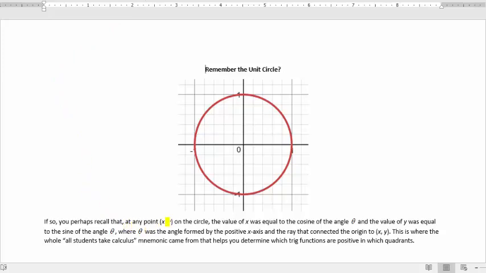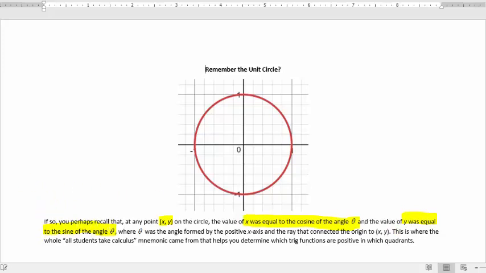that at any point (x, y) on the circle, right? So just call any point on that circle (x, y), the value of x was equal to the cosine of the angle theta, and the value of y was equal to the sine of the angle theta.